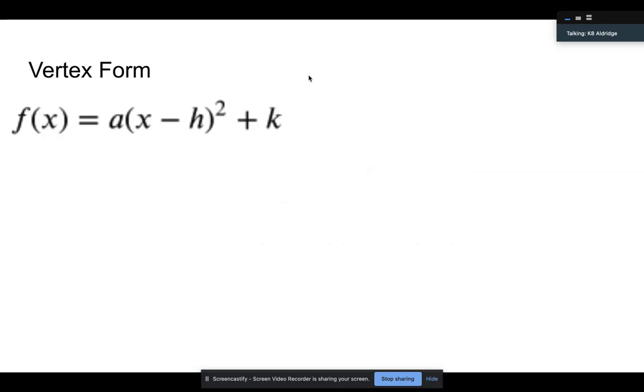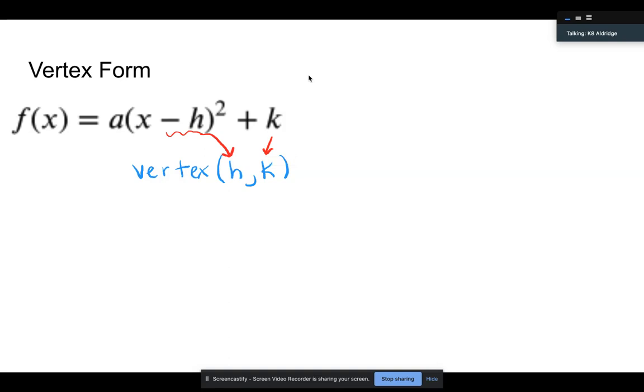The vertex form is f of x because it's a function, or you can write y equals a, same a as we've seen before, times the quantity of x minus h squared plus k. Well, this is very cool because we are given the vertex inside the form. It's h comma k. Notice that h, you're going to have to take the opposite because of that negative, and k is just that number.